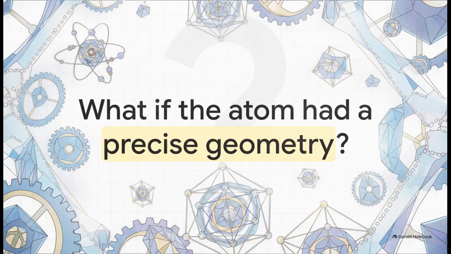So, what if the atom had a hidden, precise geometry? Let's dive into this simple but absolutely profound question. It completely challenges how we visualize the very building blocks of our universe. For nearly a century, we've relied on abstract math to describe atoms. But this hypothesis asks, what if there's an actual, explicit, physical structure down there? What if the atom is less like a cloud of chance and more like a precisely engineered machine?